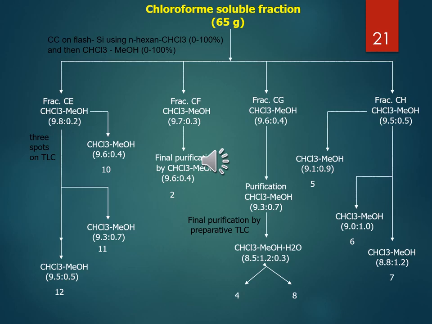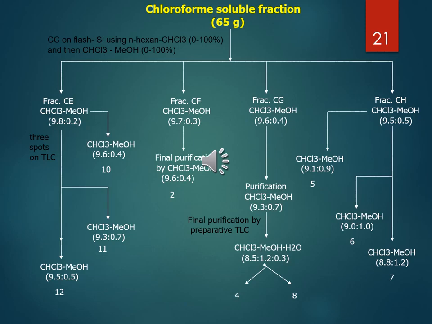The fraction CH is subjected to column chromatography over silica gel, eluting with 9.5 to 0.5% chloroform-methanol. In this way we obtain three compounds which show a single spot on thin layer chromatography cards, and these compounds are compound number 5, compound number 6, and compound number 7.